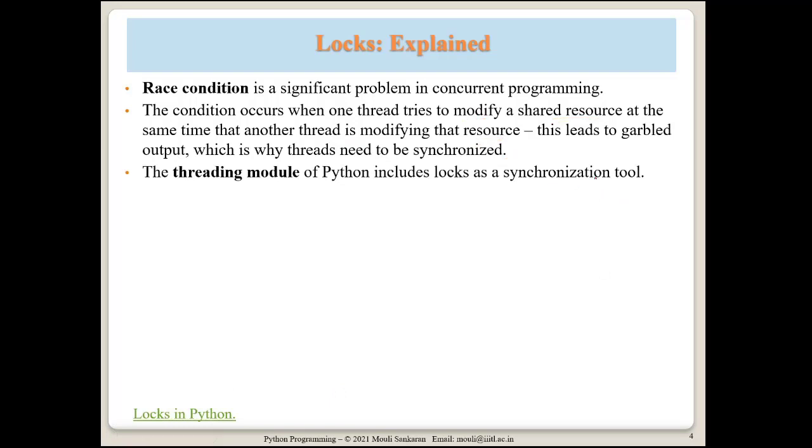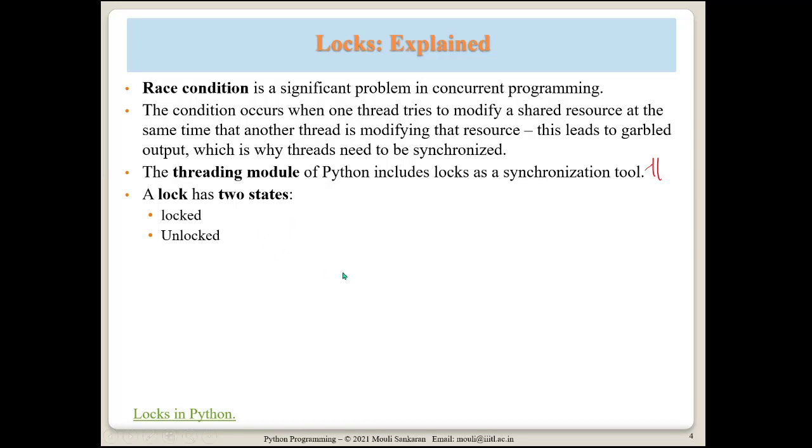The threading module of Python includes locks as a synchronization tool. There are two states, either locked or unlocked. Locked means it's not free, unlocked means free. So there are only two states for the lock. It's a binary semaphore. There are counting semaphores also, where n number of states may be there, but we are only interested in protecting a critical section or a database.